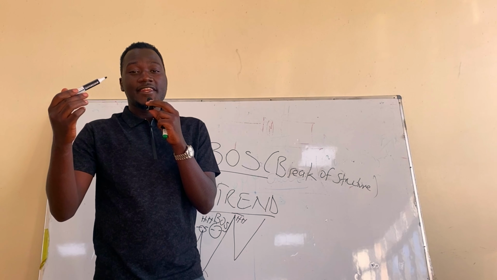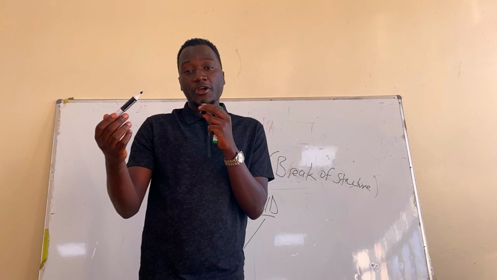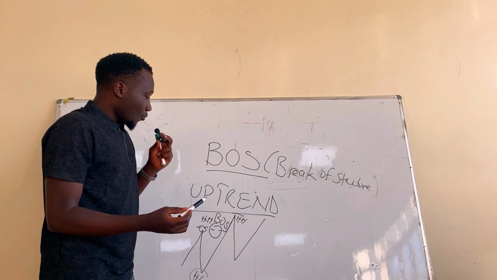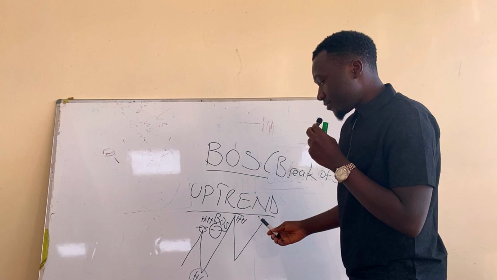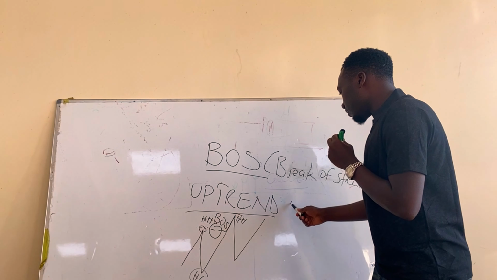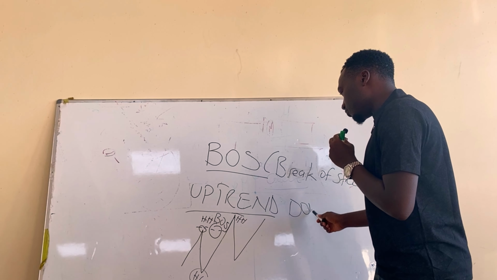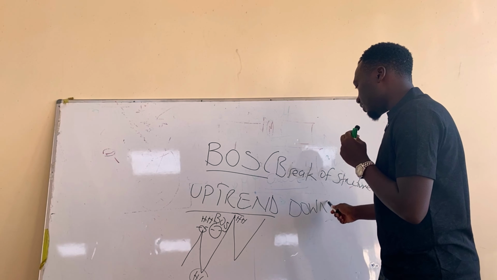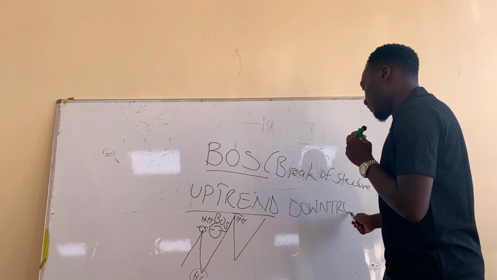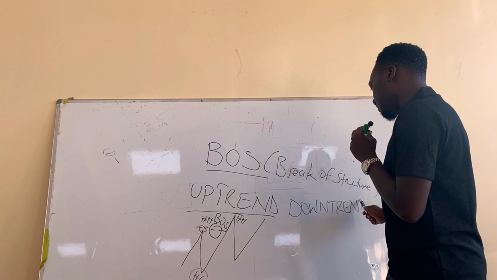Now let's see a downtrend market. Let's look for a break of structure in a downtrend market. So this was an uptrend market. This was a clear uptrend. But now if we go to a downtrend market, the downtrend market is for sellers. We all know that a downtrend is always composed of selling opportunities and sellers.